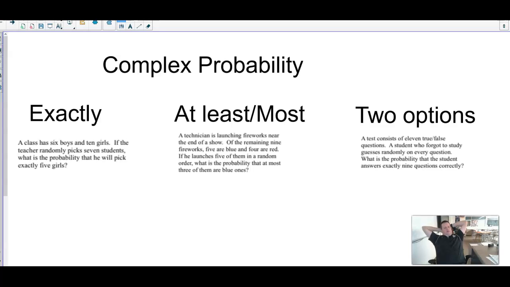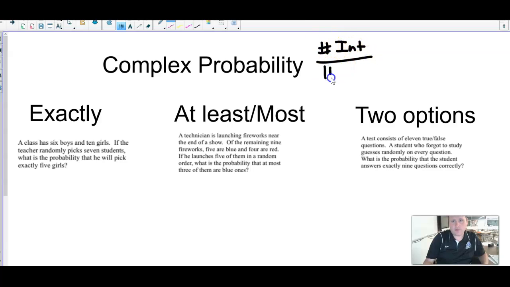All of our complex probabilities are complex because we're going to be using those combinations in our probabilities to find the number of total and the number of ones that we're interested in. Again, as a quick reminder, probability is always going to be the number that we're interested in over the number of total. And so our combinations and permutations will help us with this.